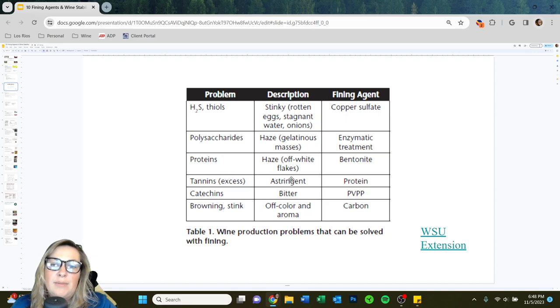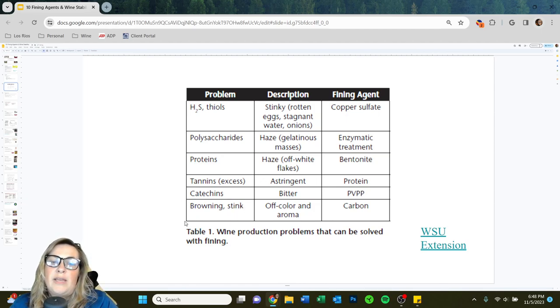Excess tannins can make a wine really astringent, and excess catechins can make a wine really bitter. Those can also be treated with protein fining agents and PVPP. We talked a little bit about PVPP earlier. We're going to talk about that again.